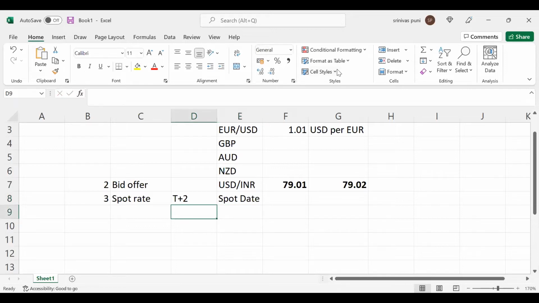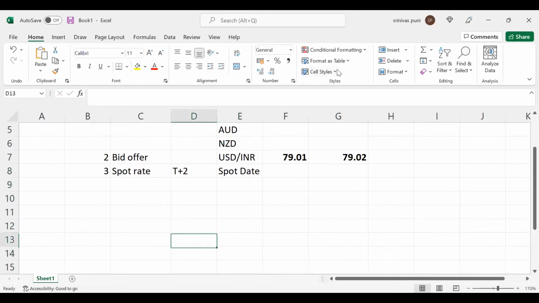Now, there are situations where the particular entity might need dollars today itself or tomorrow, instead of 2 business days. For example, today is Thursday. So actually the spot date will be what? Tomorrow is Friday, but Saturday, Sunday are holidays. Monday is not a market holiday either in New York or in Mumbai. So Monday becomes the spot date.